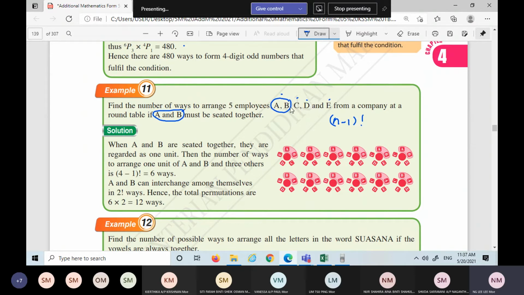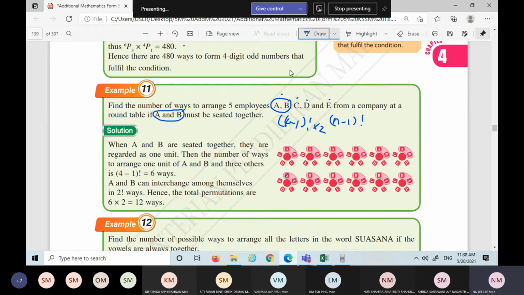Okay, so now actually you are arranging 4 only, not 5. So 4 minus 1 factorial. After that, you have to remember that AB can change to BA. Among these two, they can interchange even though they are still sitting together. AB can sit in this way, BA. Therefore, times 2.